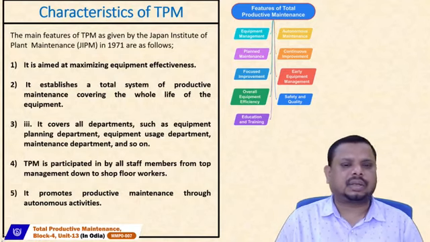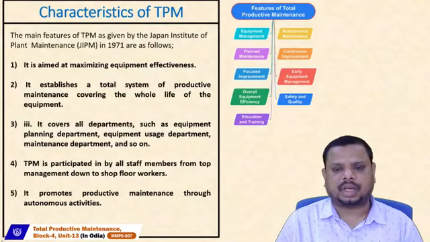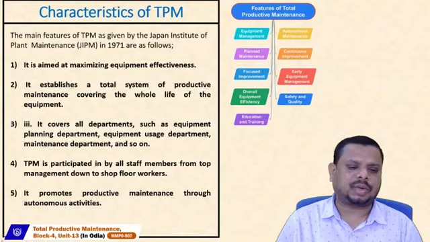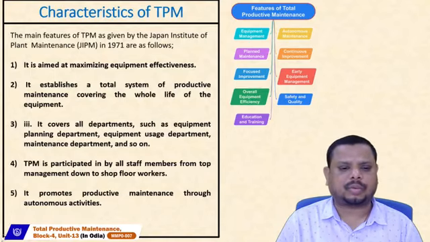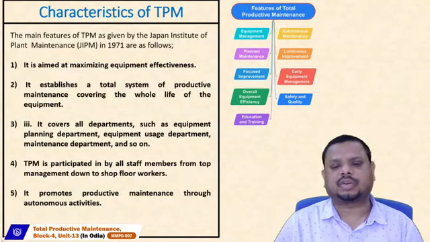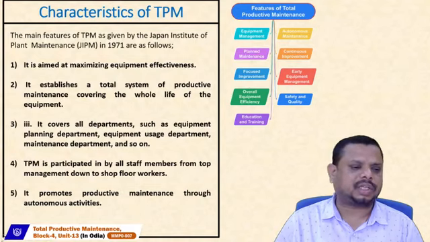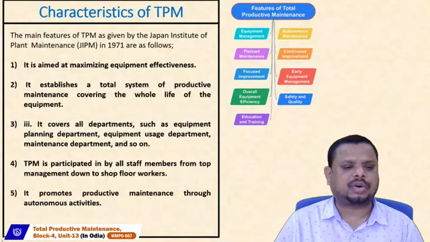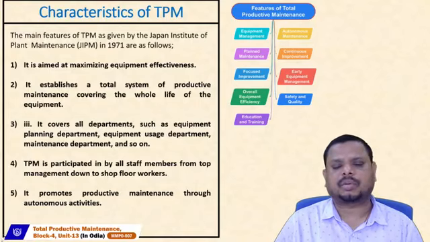The next important part is that TPM is participated in by all staff members. That means you have to involve the top level of management, the middle level of management, as well as the bottom level of management. In the case of the bottom level of management, we can also say that the shop floor workers are involved. And in some cases, the operators are also involved to provide adequate maintenance to increase the effectiveness of the equipment or machines. The last important part is that whenever you involve all levels of management, it promotes productivity maintenance through autonomous activities.